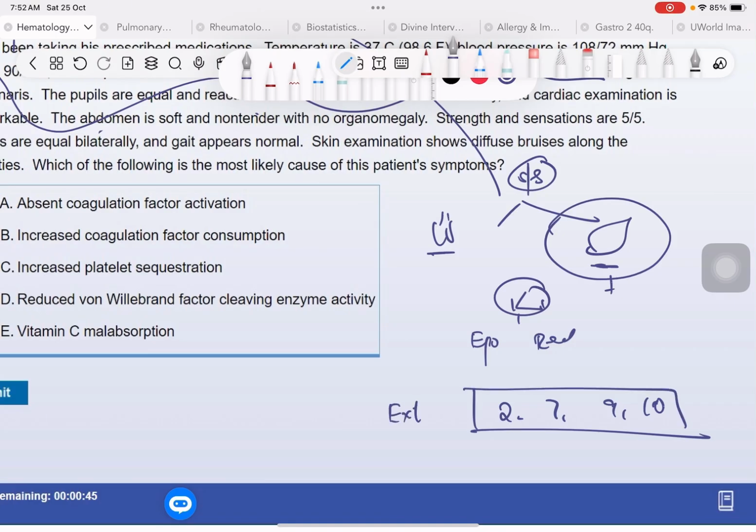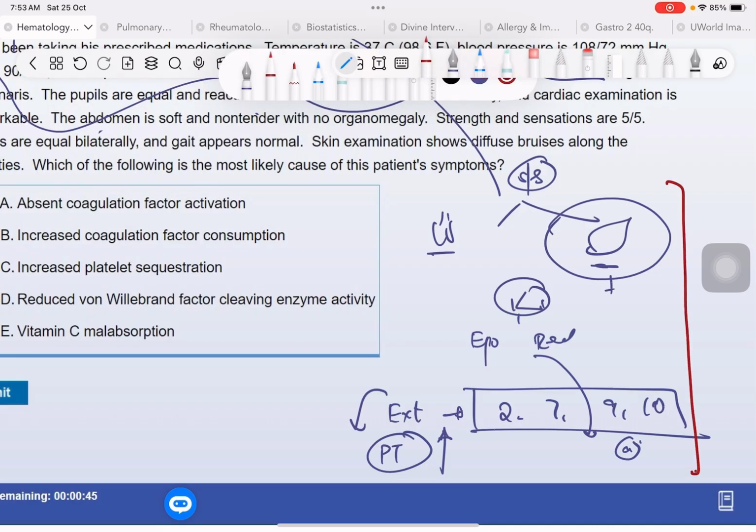So this is going to convert them into the active product, and for the extrinsic pathway, we look at the PT. So this is going to be increased because there's going to be a decrease in this whole process. This is a fat-soluble vitamin. When there's a deficiency, these factors won't be formed. So you have a lot of bleeding problems, like mucosal bleeding, GI bleed, or any other bleeding, and all that stuff. So that's it.